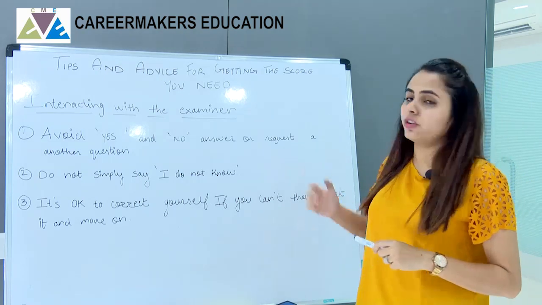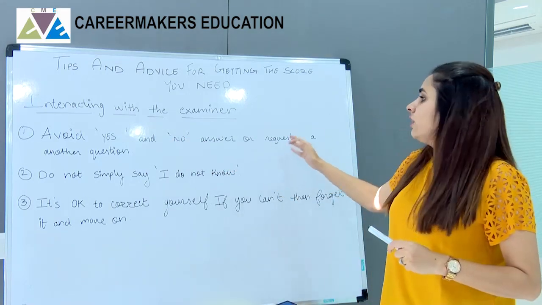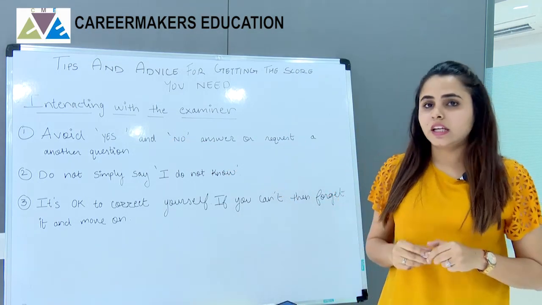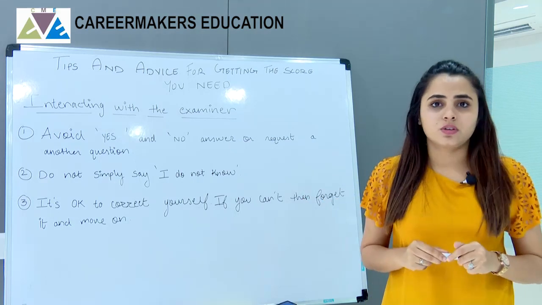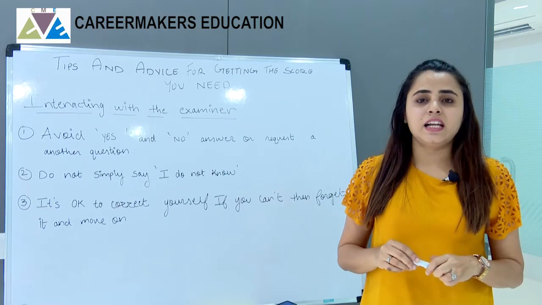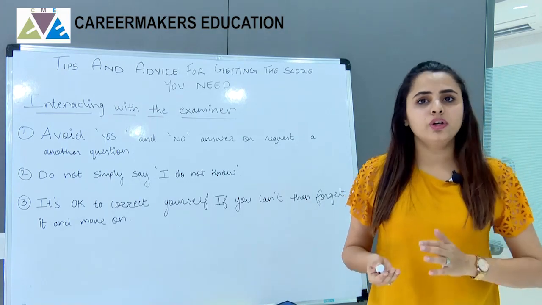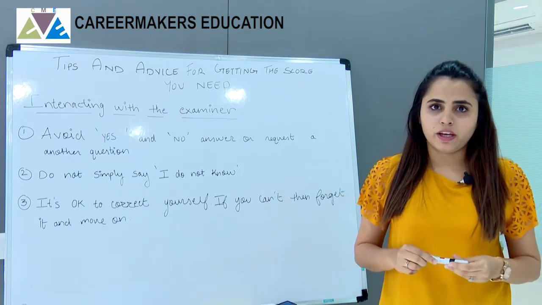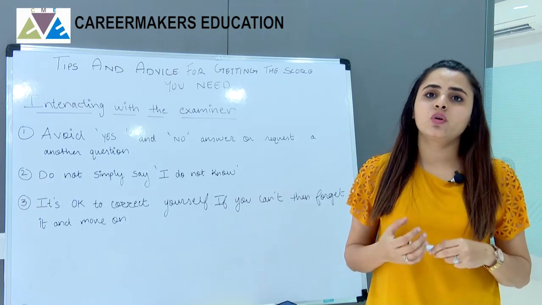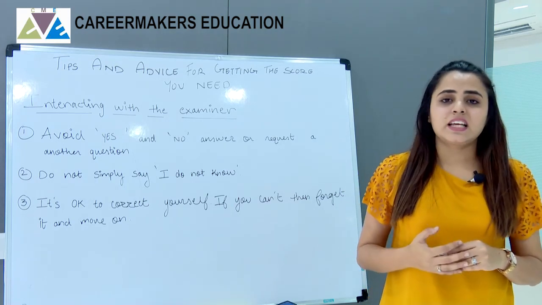Now what does the first one say? Over here, avoid yes and no answers or requesting another question. Now what do you mean by yes and no answer? Yes and no answer means there are certain questions in the IELTS speaking exam where the answer could be either yes or no. In that case, you are supposed to give your opinion and your suggestion. You can't simply say yes and no.